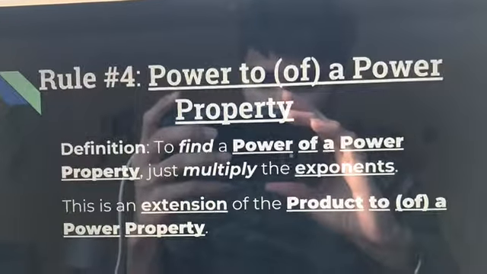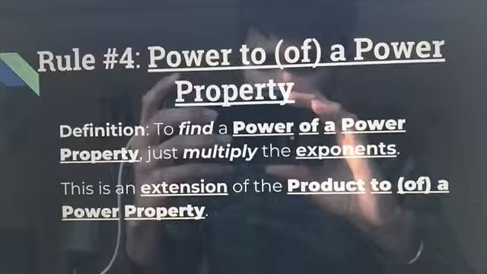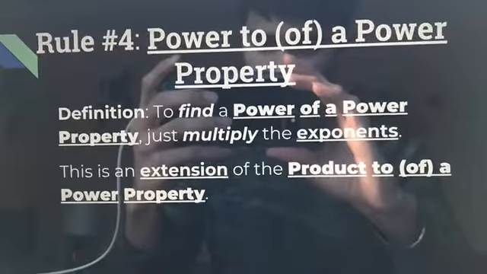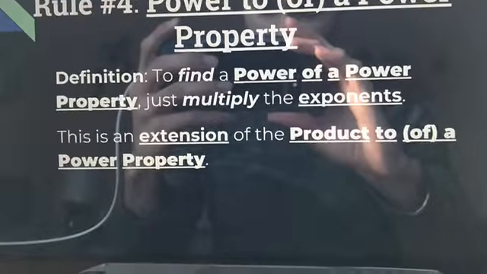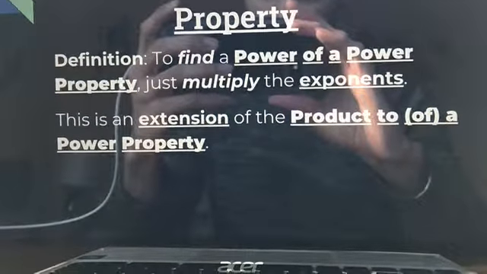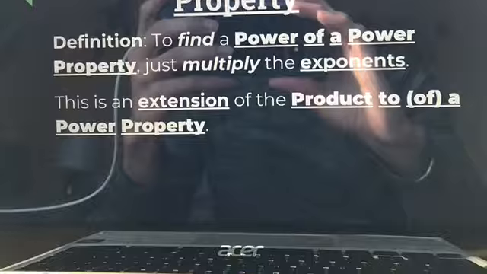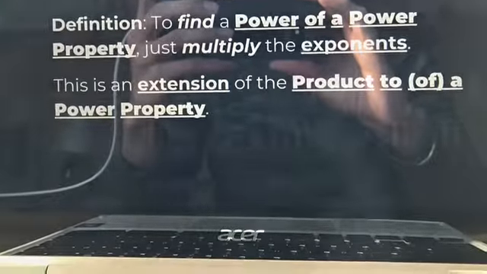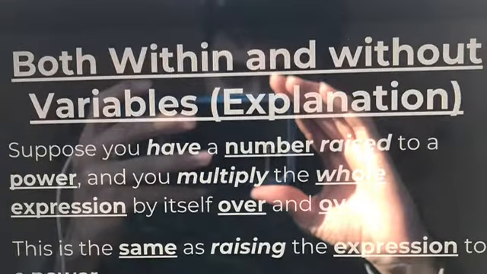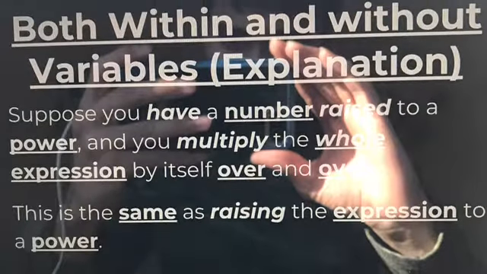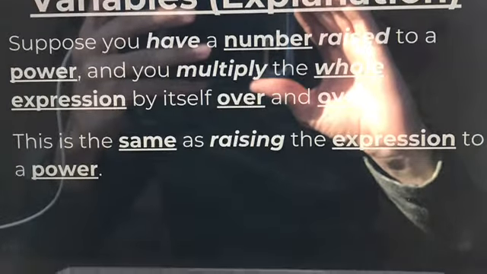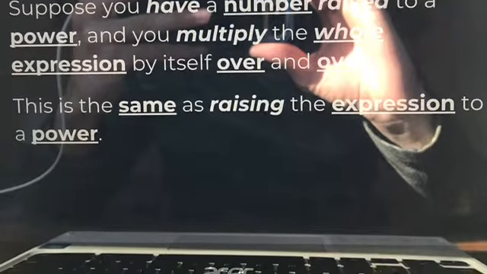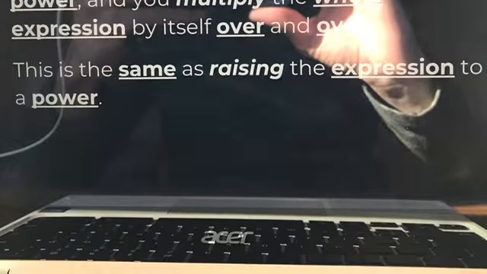Rule number 4. Power of a power property. To find the power of a power property, just multiply the exponents. This is an extension of the product of a power property. It's simple. Explanation both within and without variables. Suppose you have a number raised to a power and you multiply the whole expression by itself over and over. This is the same as raising the expression to a power.